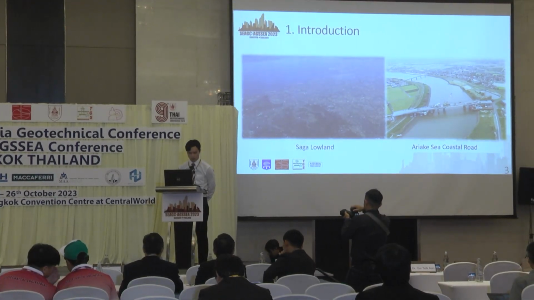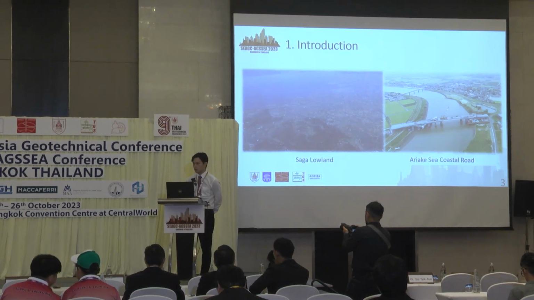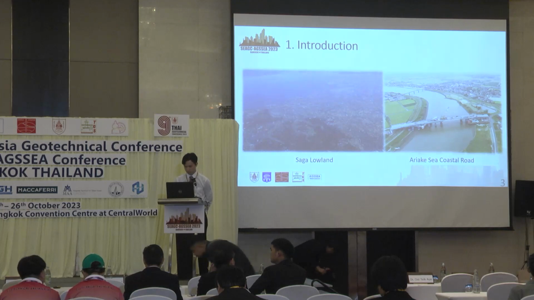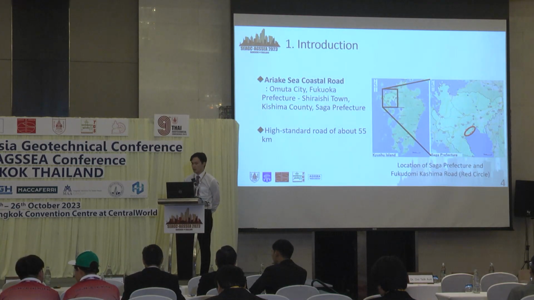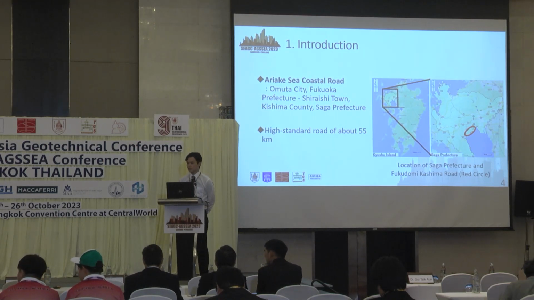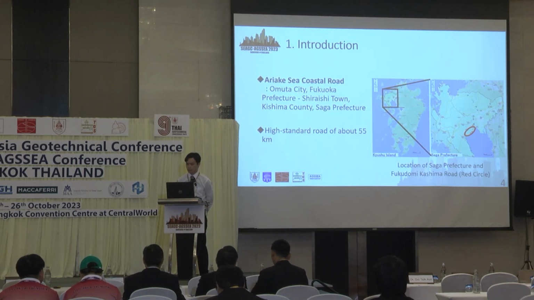Okay, the Saga Prefecture, where I live, is also called the Saga lowland. It has a soft ground consisting of the very soft clay. In Saga Prefecture, the coastal road is currently under construction. The coastal road is a high standard road extending about 55 kilometers from Saga to Fukuoka Prefecture. In Saga Prefecture, the section from Fukudomi Shiraishi Town to Fukaura Shiraishi Town is about to be fully constructed as the Fukudomi-Kashima Road. The coastal road shown in the figure, surrounded by red line, is the Fukudomi-Kashima Road.